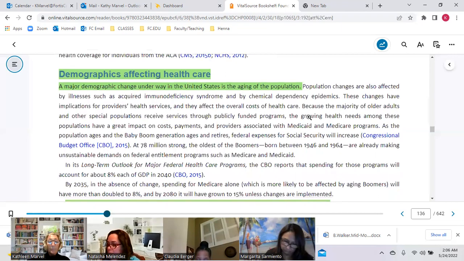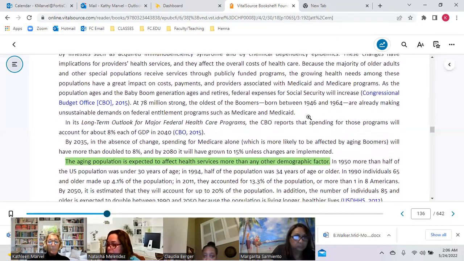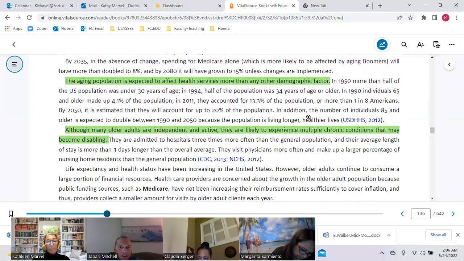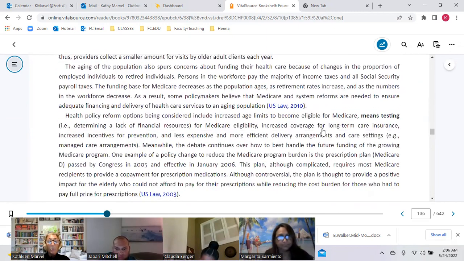Why is that? Baby boomers are getting old. They're getting older, like me. They need more health care, and they're going to need more in the future. And what are they going to have? Multiple chronic conditions. The aging population has multiple chronic conditions. It's a big chunk of our healthcare, taking care of people with chronic conditions.